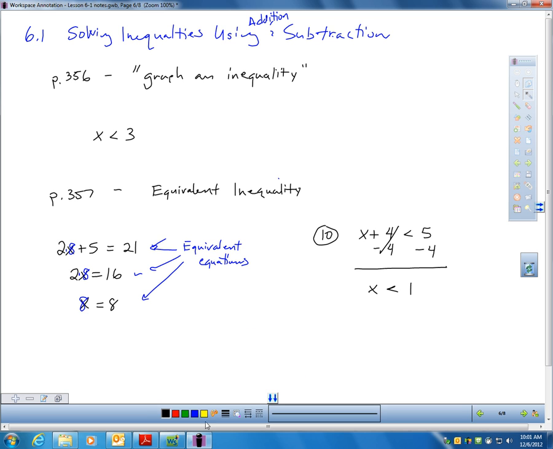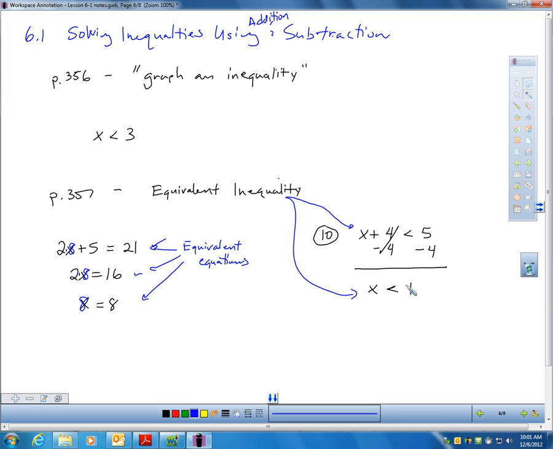Now, these are both equivalent inequalities. In other words, for example, 0 makes this a true statement. 0 is less than 1. Well, if I plug in 0 up here, 0 plus 4 is less than 5. It's still a true statement. If I use negative 10, negative 10 is less than 1. If I plug negative 10 up here, negative 10 plus 4 is less than 5. These are equivalent inequalities.